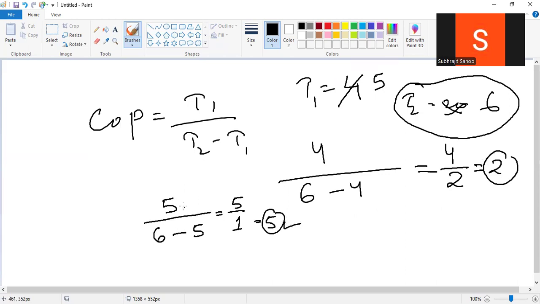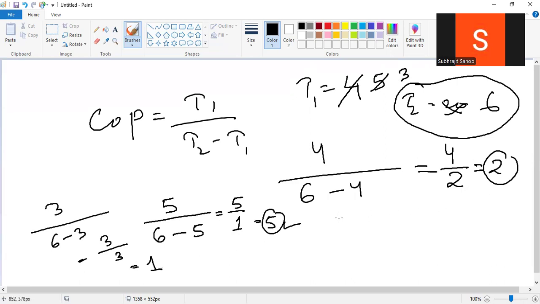Yes, COP increases. In the same way, in place of T1 value 4 or 5, I will take 3. Then observe: COP becomes 3 divided by 6 minus 3. So 3 by 3. What is the answer? 1. Then COP decreases.